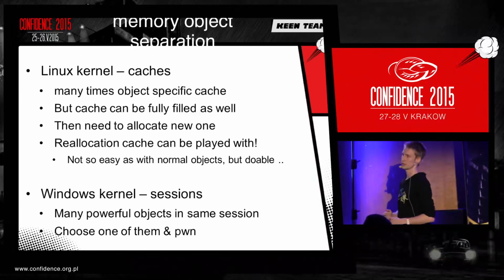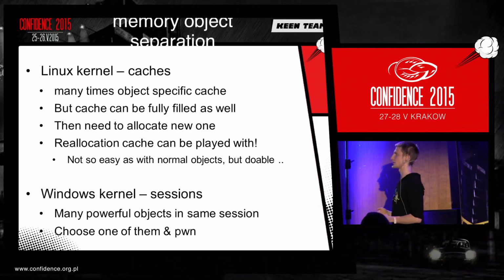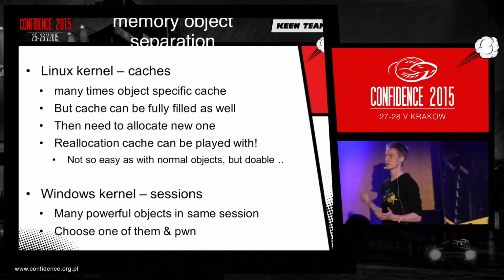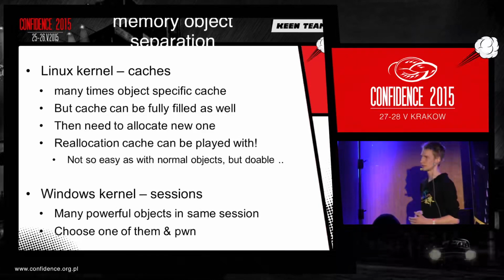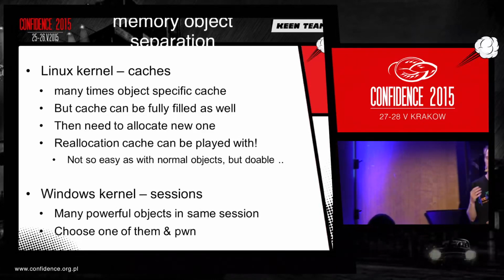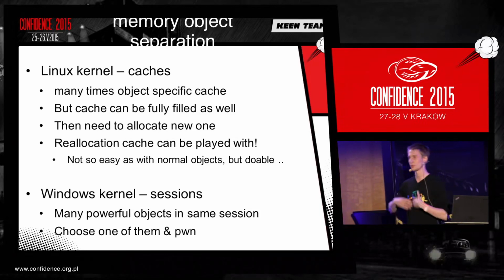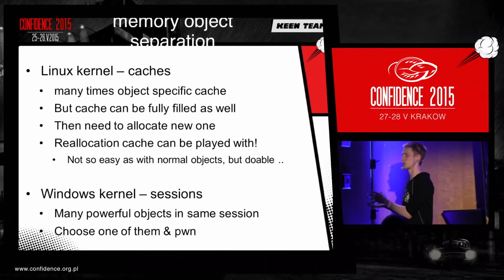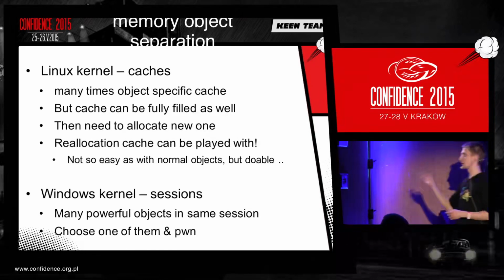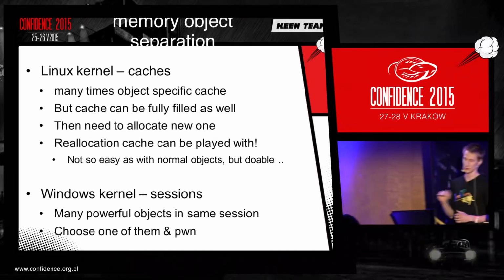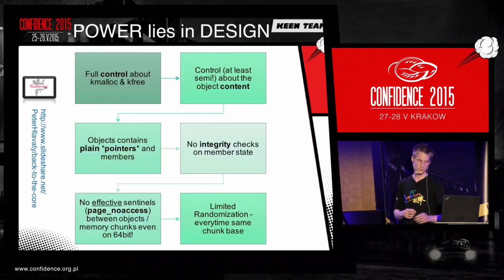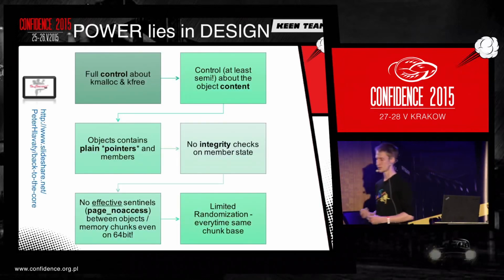On the Windows kernel, it's a bit easier because it has, let's say, sessions, and in every session there are a lot of objects. There are a lot of objects which from user mode you can allocate or free and somehow control the content. I call them really powerful objects. So in the Windows kernel, it's no big deal compared to the kernel caches. And so why is this possible?